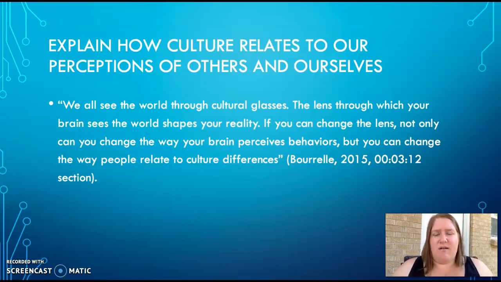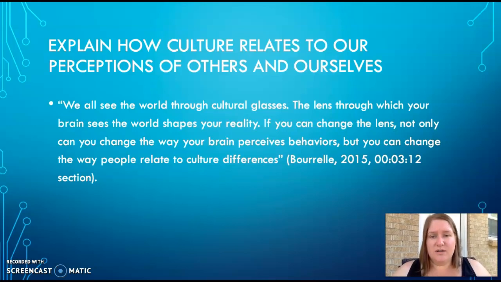because we do see the world through our culture, the way that we were raised, and certain ways we move our hands, or the way we greet each other or touch each other. Those can all be perceived one way in one culture and a totally different way in another culture.